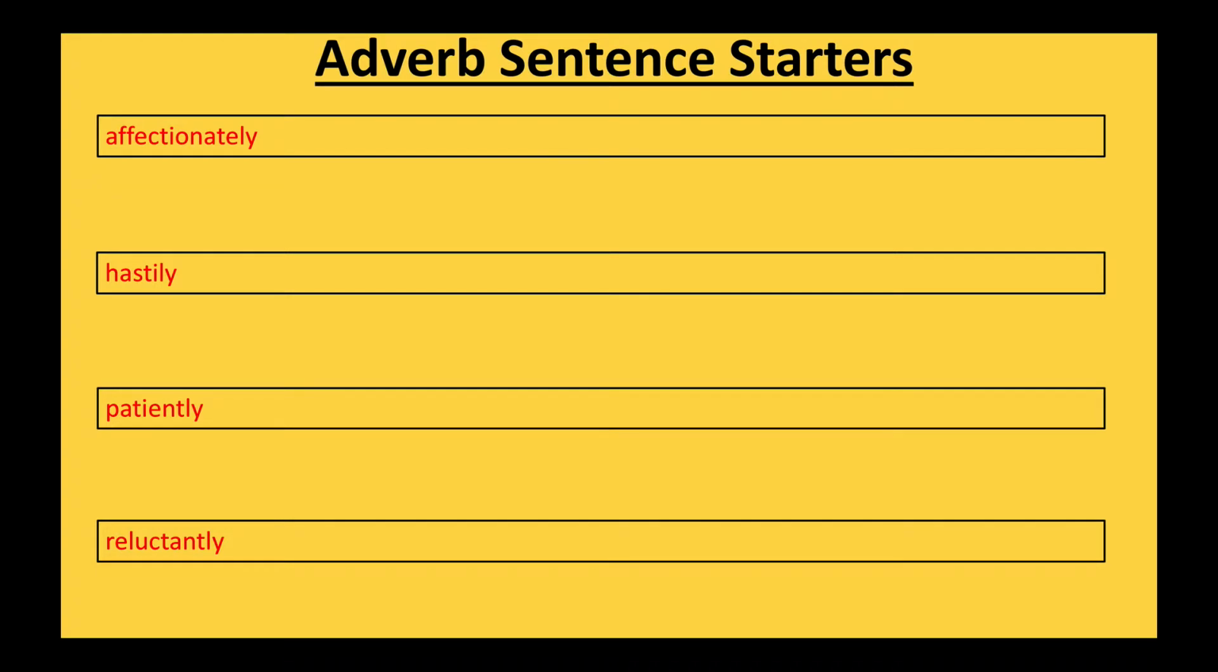Okay, now, time for you to have a go. Here are 4 adverbs. Affectionately means to do something with affection, being kind or caring. Hastily is rushed, where you're not paying much attention to something, you do it in a rush. Patiently, when you don't lose your rag, if something doesn't go your way, you don't get frustrated and angry, you just stay calm. And reluctant means you don't want to do something, but you do it anyway. So you're hesitant, you really don't want to do it.